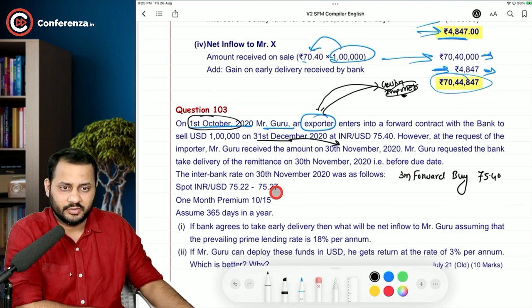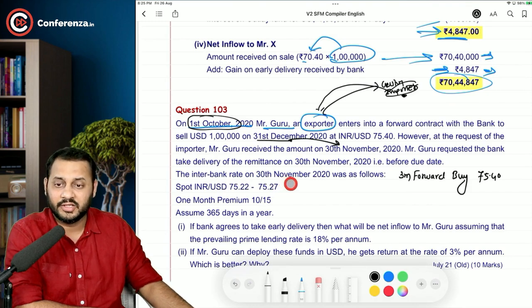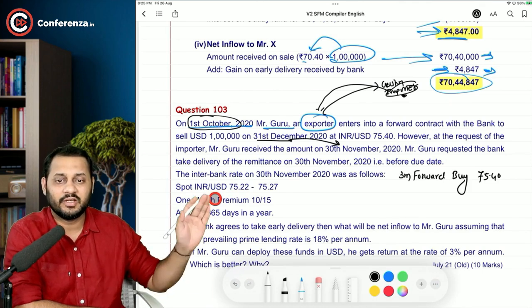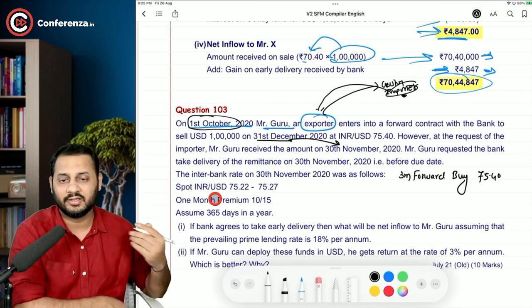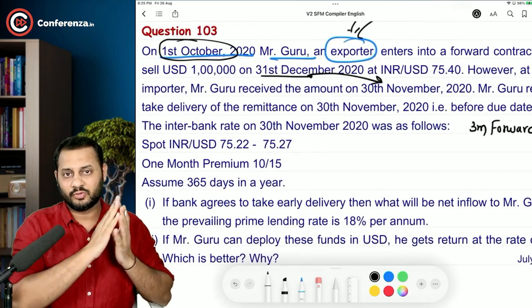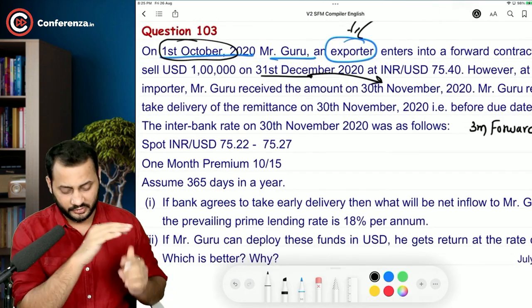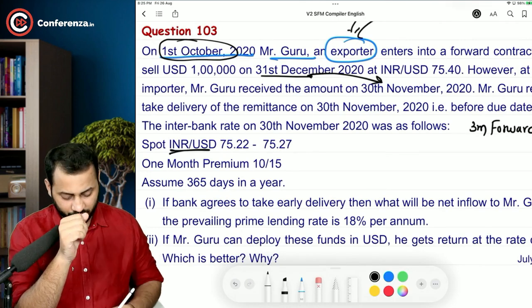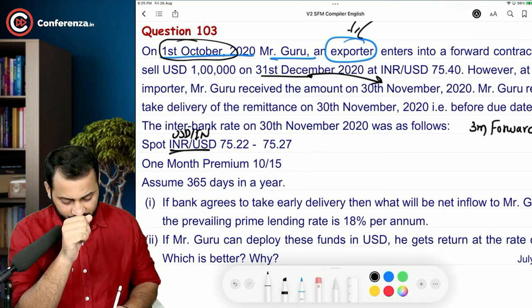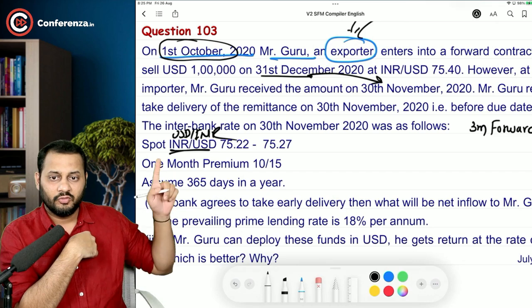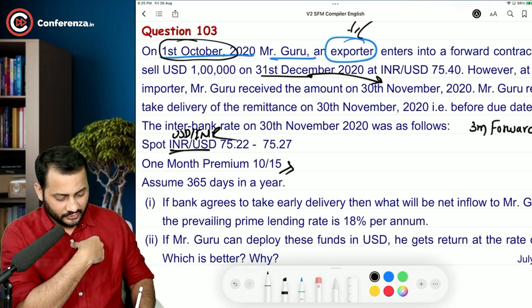Before due date. Okay. The interbank rate on the 30th November, on the date of the request, was spot INR USD 75.22. Do not interpret it as an ISO rate. It's 75.22 rupees per dollar. I can clearly say that. So there is a problem in framing the rates. This is not proper. It should be USD INR.